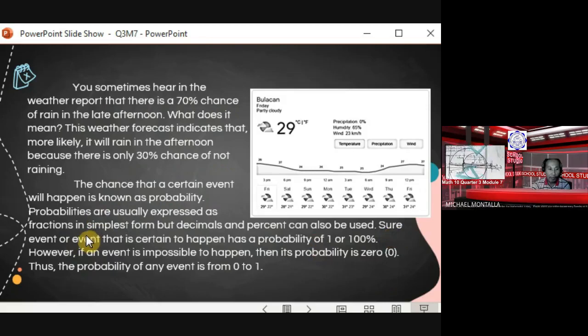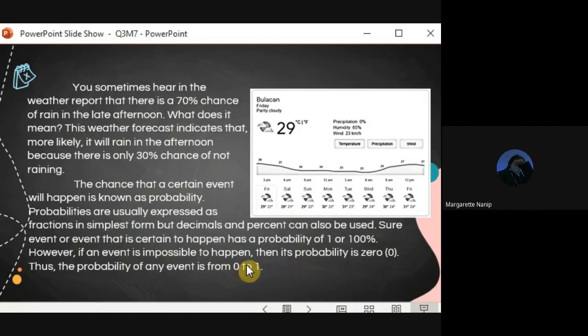Okay? So let's say for example, we have this sure event or event that is certain to happen. Sigurado. Pag ang event ay siguradong mangyayari, ang probability nun ay 1. Sir, bakit 1 lang? Kasi ang 1 sa decimal ay katumbas siya ng 1.00 or 1.0 and that is equivalent to 100%. Okay? So, however, if an event is impossible to happen, that is 0% or so the probability is equal to 0. Did you get it, Julian?